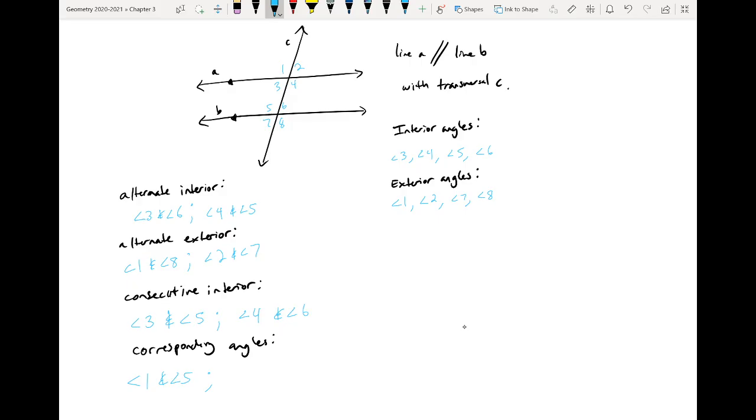So what else would be corresponding? Well, let's look around. 2 and 6. Those guys are corresponding. 3 and 7 are going to be corresponding. And last but not least, angles 4 and 8 are corresponding. Okay?